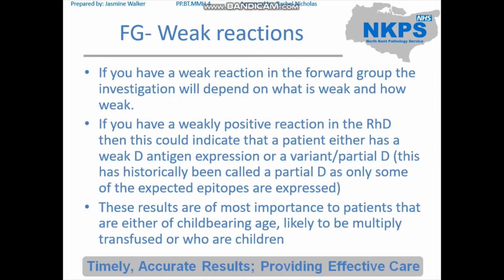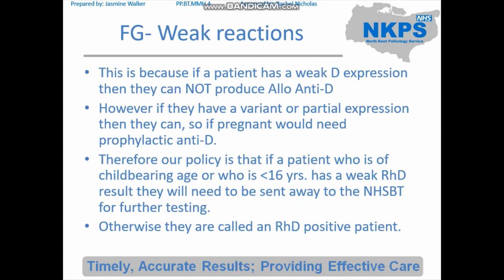Finally, forward group weak reactions. If you have a weak reaction in the forward group, the investigation will depend on what is weak and how weak it is. If you have a weakly positive reaction in the RHD, then this could indicate that patient either has a weak D antigen expression or a variant/partial D. These results are of the most importance to patients that are either of childbearing age, likely to be multiply transfused, or who are children. This is because if a patient has a weak D expression, then they cannot produce allo-anti-D. However, if they have a variant or partial expression, then they can. So if pregnant, would need prophylactic anti-D. So you can see why it is important to distinguish between the two.